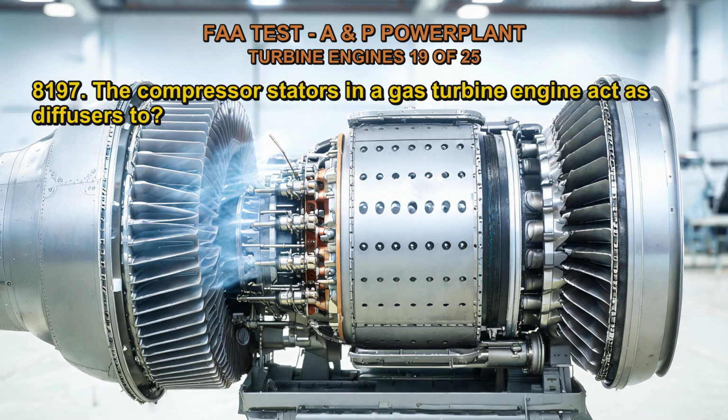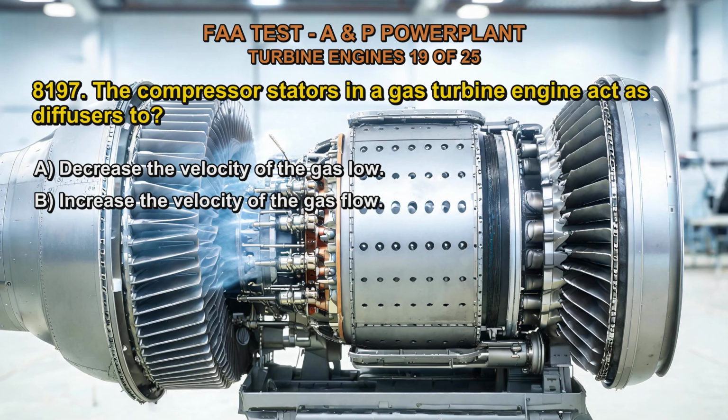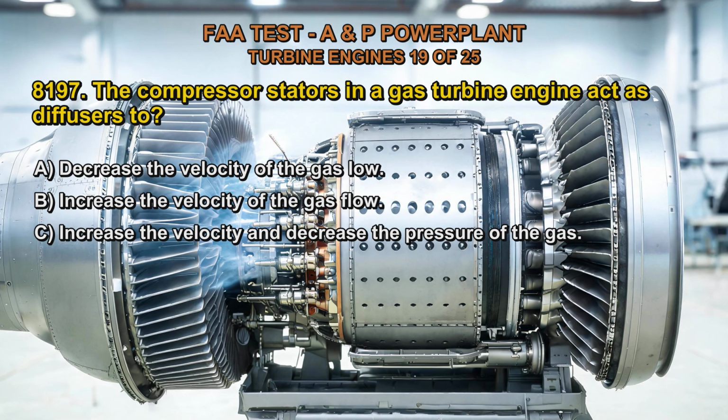Q8197. The compressor stators in a gas turbine engine act as diffusers to A. Decrease the velocity of the gas flow. B. Increase the velocity of the gas flow. C. Increase the velocity and decrease the pressure of the gas. The correct answer is A.